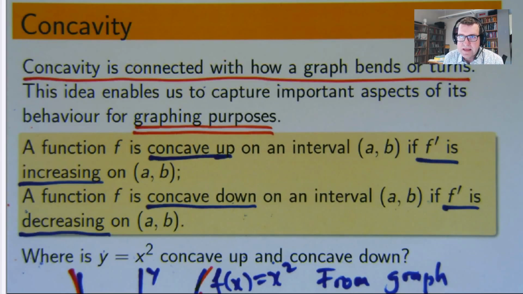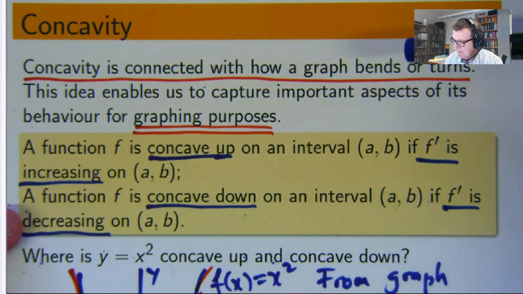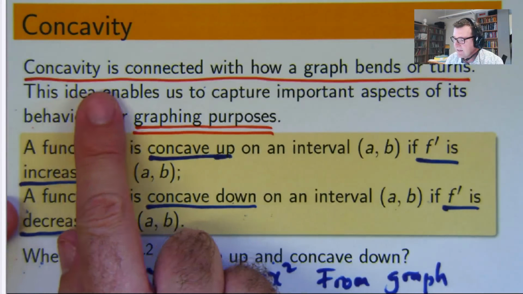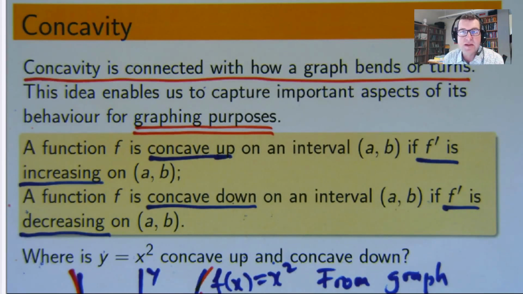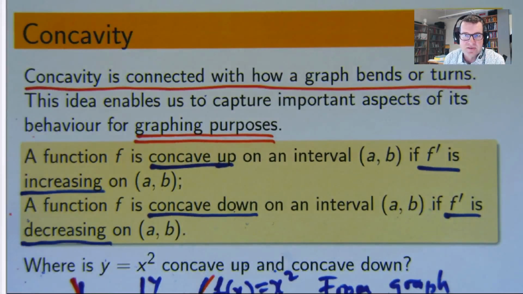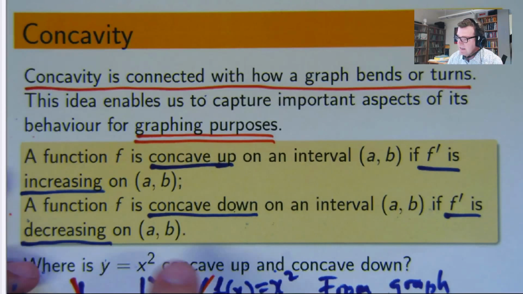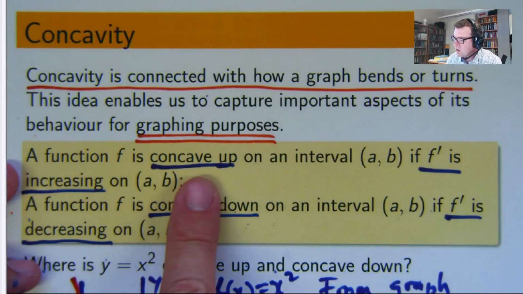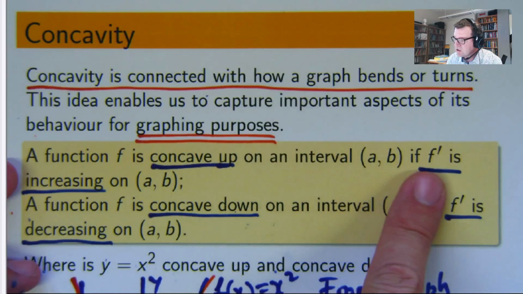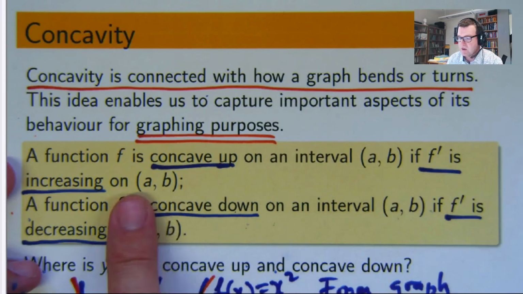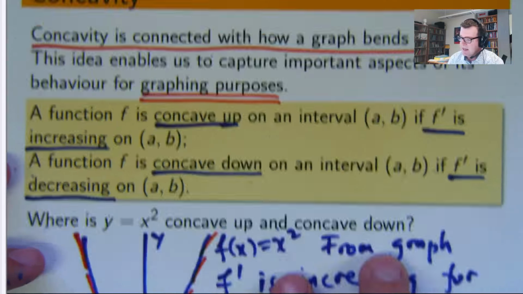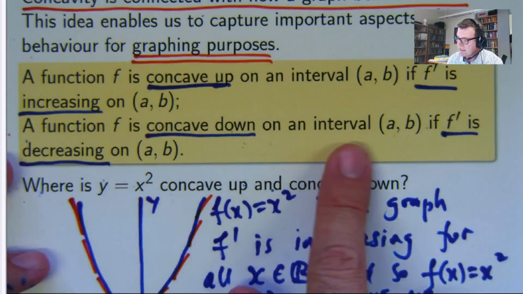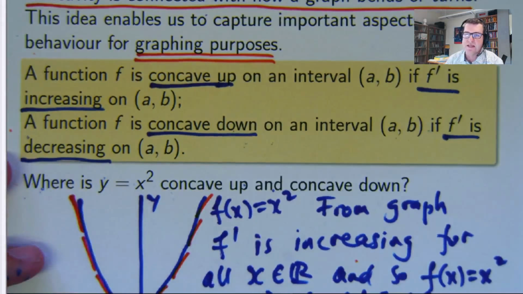Okay, so here are some basic ideas as we continue this way of thinking regarding concavity. So this is a definition here. Basically, concavity is connected with how a graph bends or turns, and that's going to be really useful for graphing functions. So a function f is concave up on an interval if the derivative is increasing on that interval. We're talking about the derivative increasing here, not the function. A function is concave down on an interval if the derivative is decreasing on that interval.